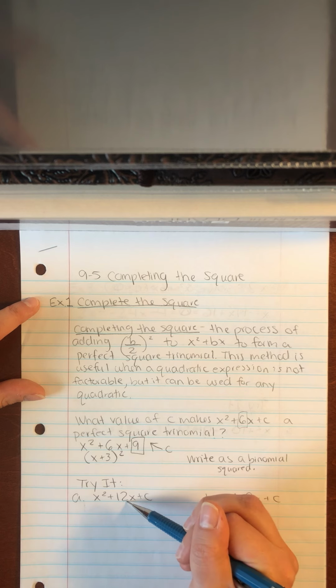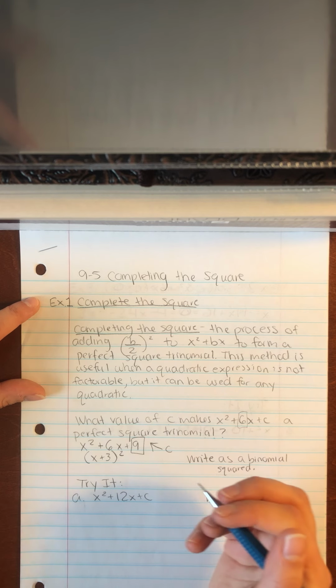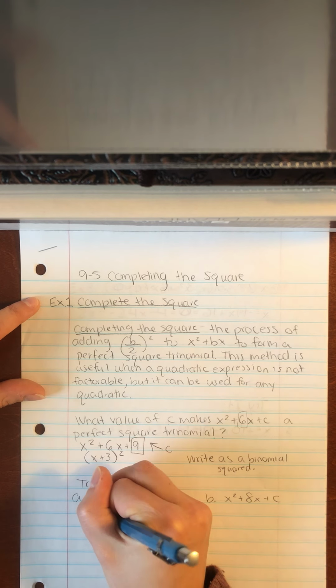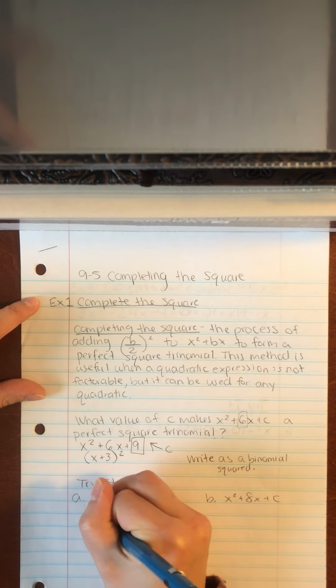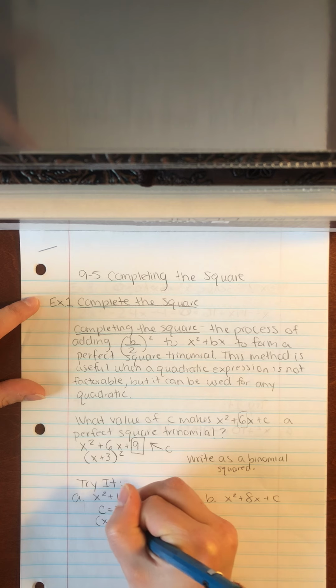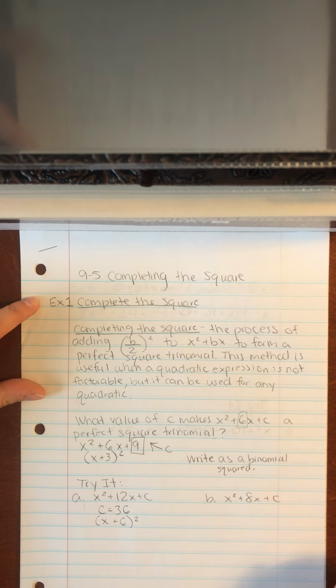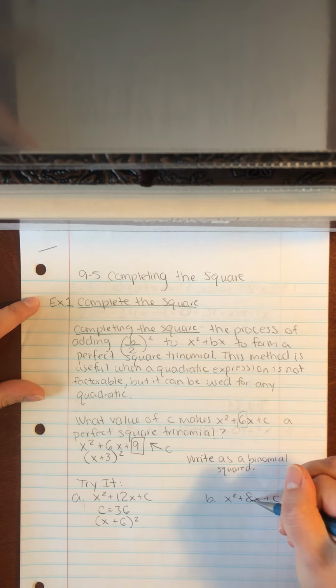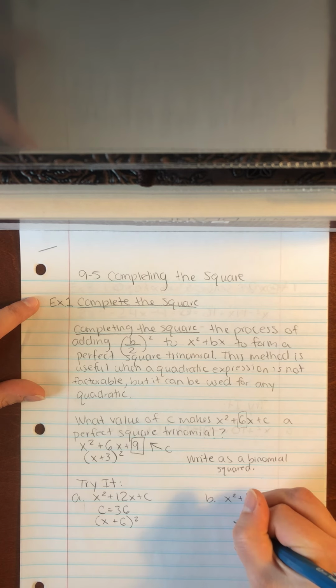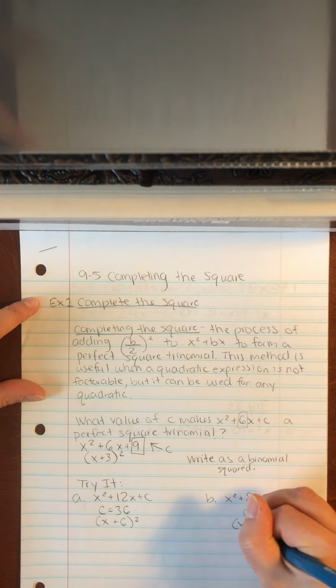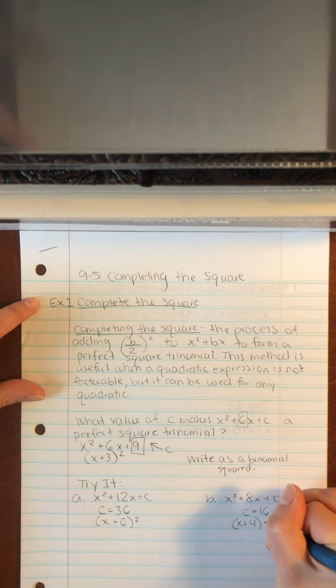Half of 12 is 6. 6 squared is 36, so c equals 36. If I'm writing it as a binomial squared, it would be (x plus 6) squared. This one, half of 8 is 4. 4 squared is 16, so c equals 16. If I'm writing it as a binomial squared, it would be (x plus 4) squared.